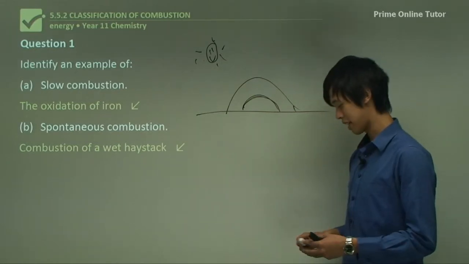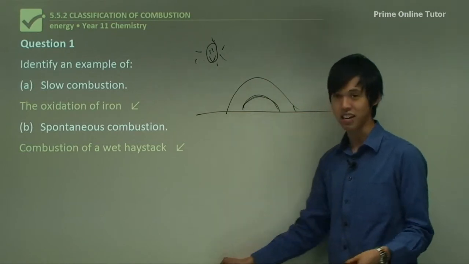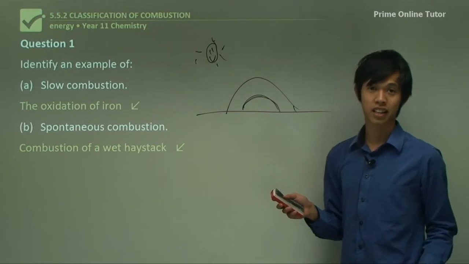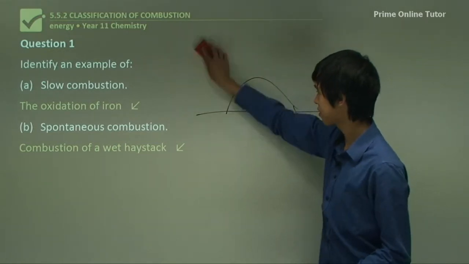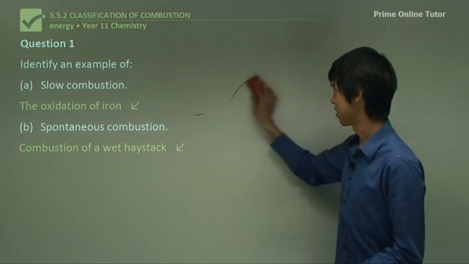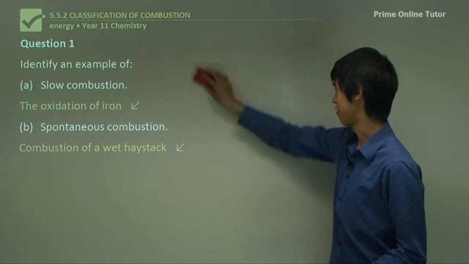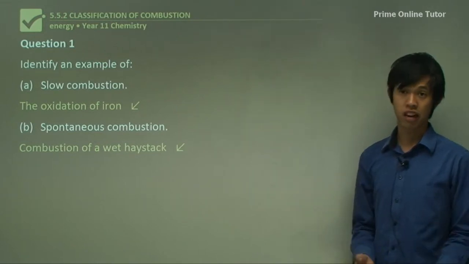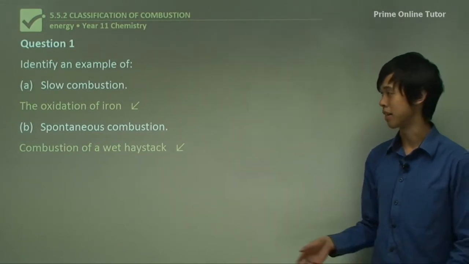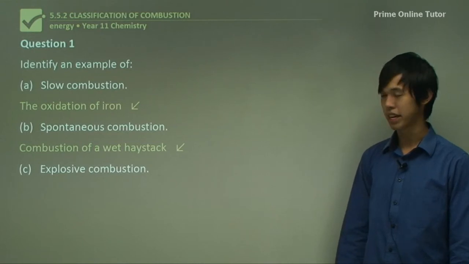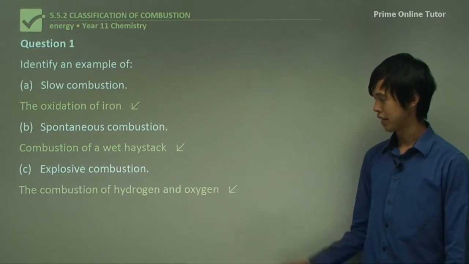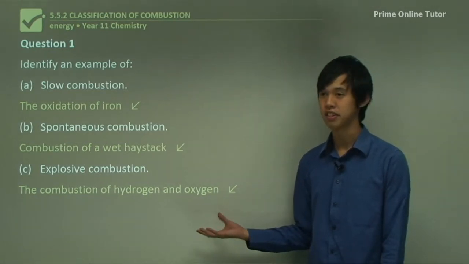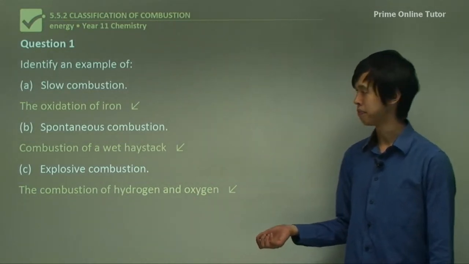So there have been cases of haystacks just randomly lighting on fire simply because they've been sitting out in the sunlight for too long. Okay, so in general, this doesn't happen very frequently, but it is an example of a spontaneous combustion because you don't have to light it on fire; it just catches on fire sometimes. Okay, and explosive combustion. So it's the combustion of hydrogen and oxygen. In the case of the rocket engine, that's what it would be. Okay.